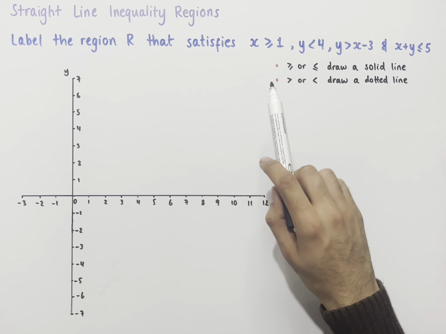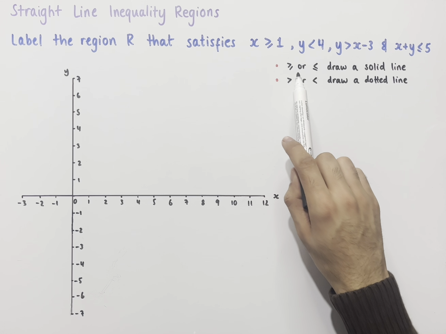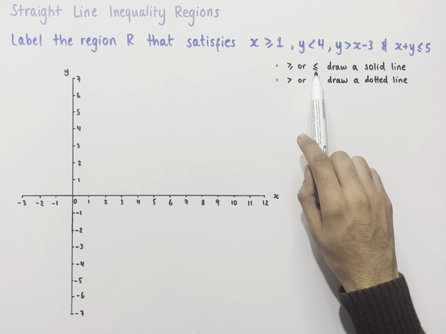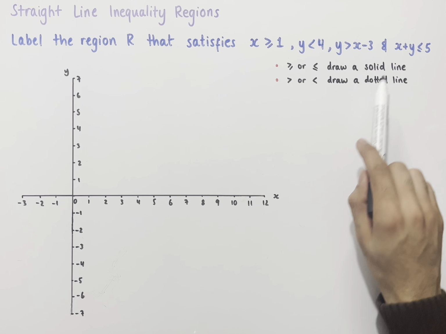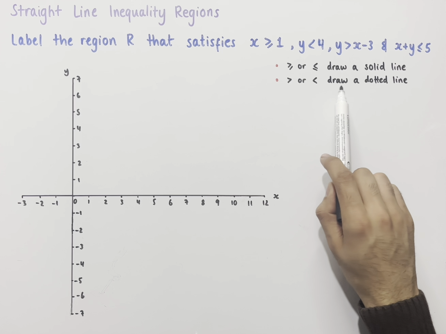Now, when we are sketching inequalities, if we have an inequality that has an equal sign, such as greater than or equal to, or less than or equal to, then we draw a solid line. And if we have a strict inequality like greater than or less than, then we draw a dotted line.